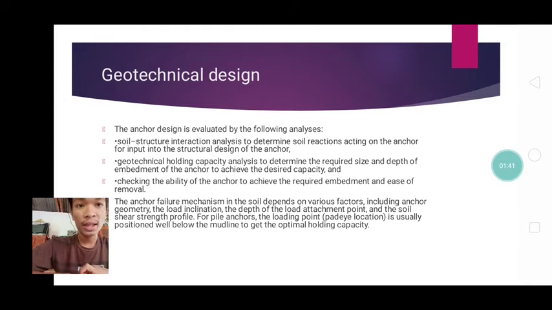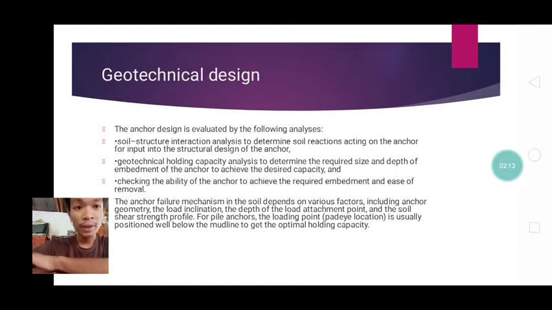So, geotechnical design. The anchor design is evaluated by the following analysis. Soil structure interaction analysis to determine soil reaction acting on the anchor, for input in the structural design of the anchor. Geotechnical holding capacity analysis to determine the required size and depth of embedment of the anchor to achieve the desired capacity, and checking the ability of the anchor to achieve the required embedment and ease of removal.